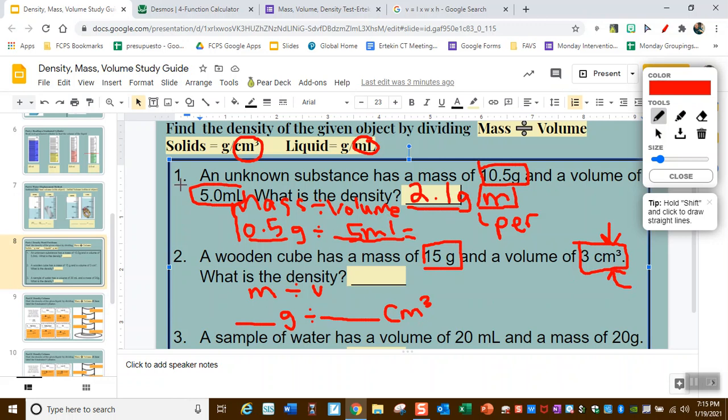Okay, here we use the liquid, so we use milliliters. All right, so very easy. You do 15 grams divided by 3 centimeters. 15 divided by 3 is 5. And your unit is grams per, and this time we use centimeters because it's a solid, right? Centimeters cubed. It's very ugly. Let me erase that. Okay, better.